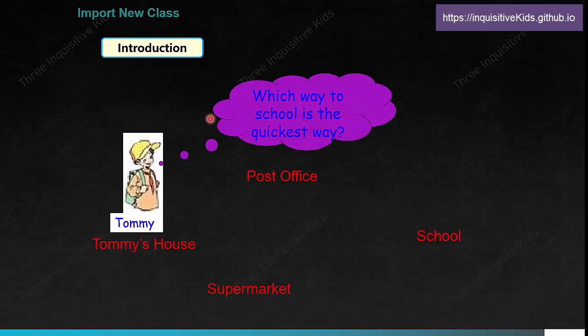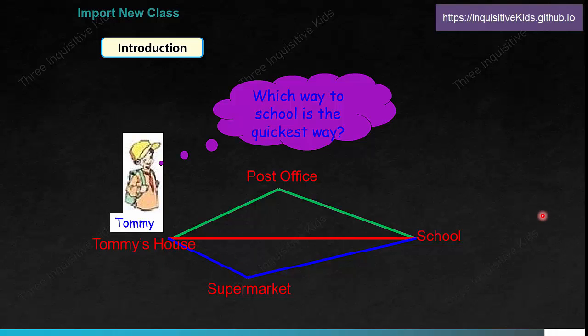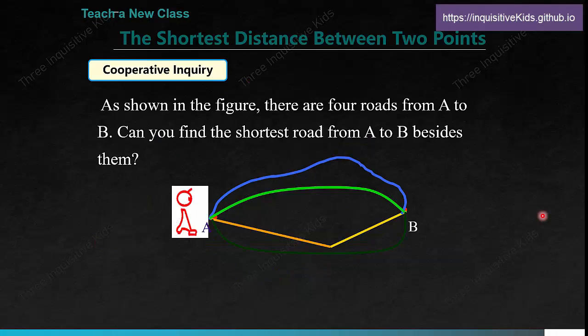So here's the introduction. As you can see, this is a quick map. Tommy is thinking, which way to school is the quickest way? This is Tommy's house, the post office, the school, and the supermarket. Path number 1 is from Tommy's house to the post office to school. Path number 2 is Tommy's house, supermarket, to school. And the third one is Tommy's house straight to school. That leads to the concept we'll be learning today, the first one: the shortest distance between 2 points.